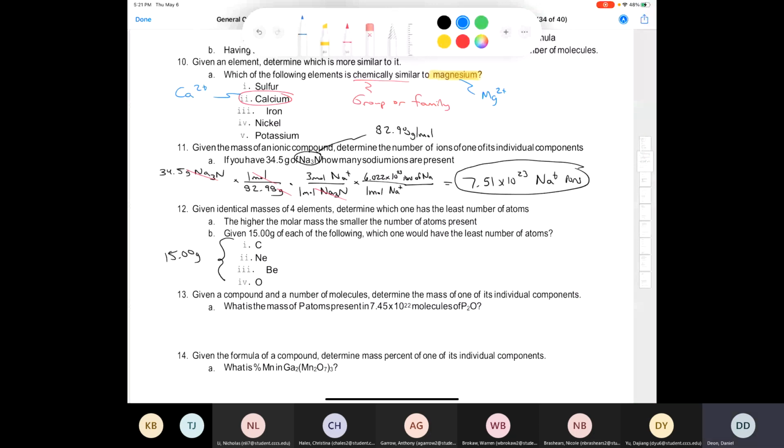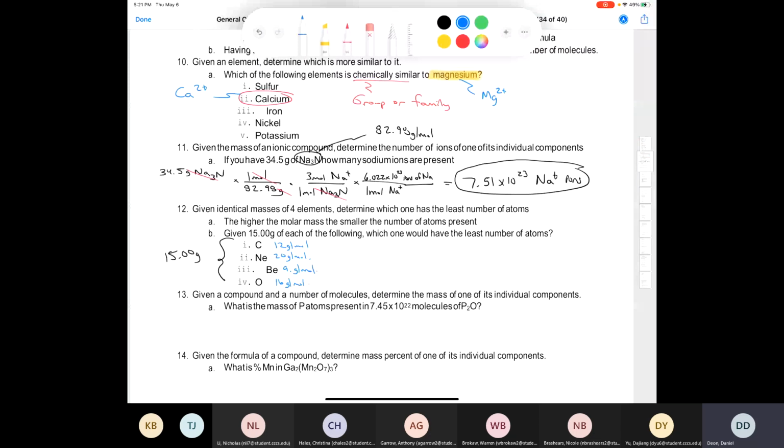If we look at the molar mass of carbon, it's about 12 grams per mole. The molar mass of neon is about 20 grams per mole. The molar mass of beryllium is about 9 grams per mole. And these are just rough values. And then oxygen is around 16 grams per mole.